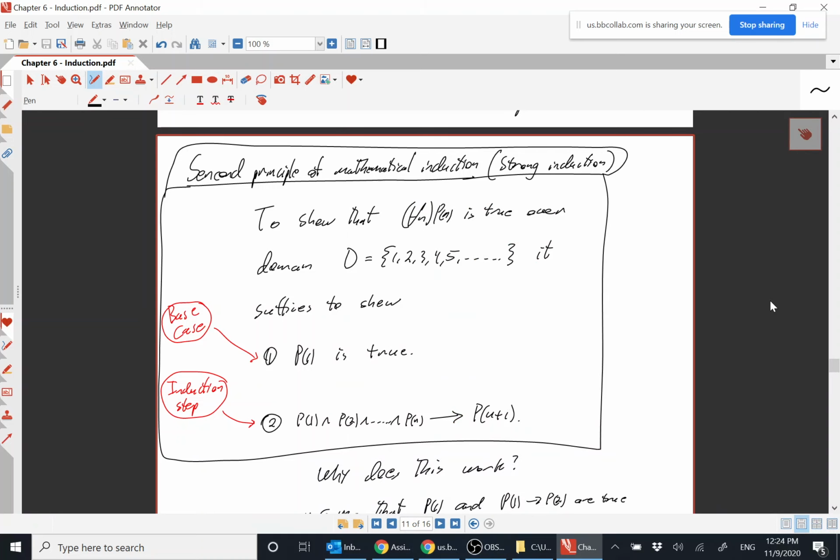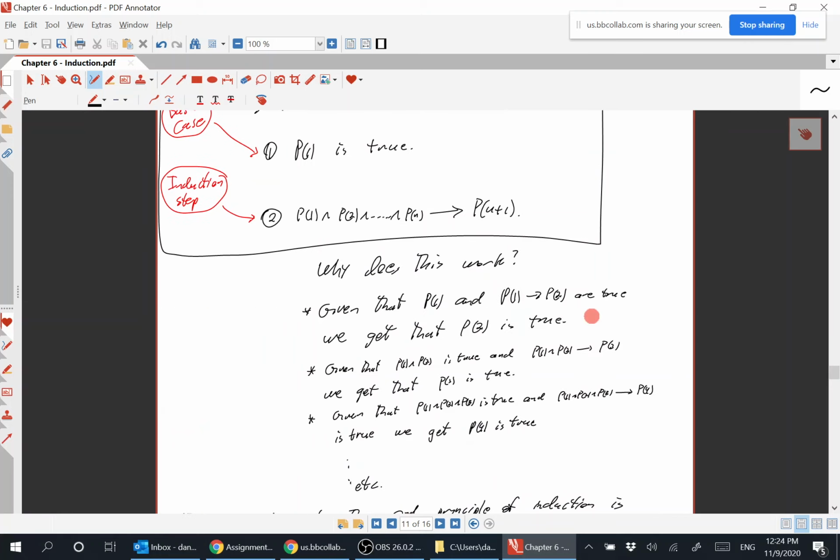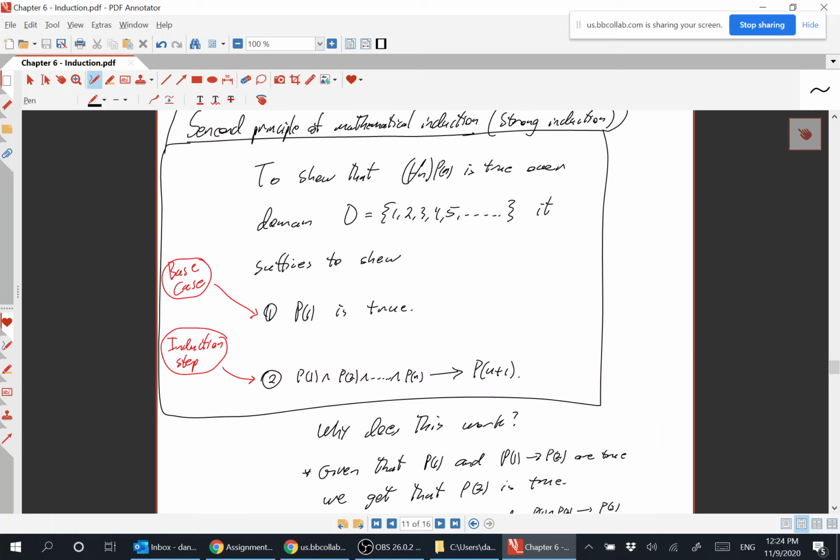So here is again the second principle of mathematical induction, often called strong induction. It states the following. To show that for all n, P of n is true over domain D, which is a set of consecutive integers with some smallest entry, it suffices to show that P1 is true. So that's the base case.